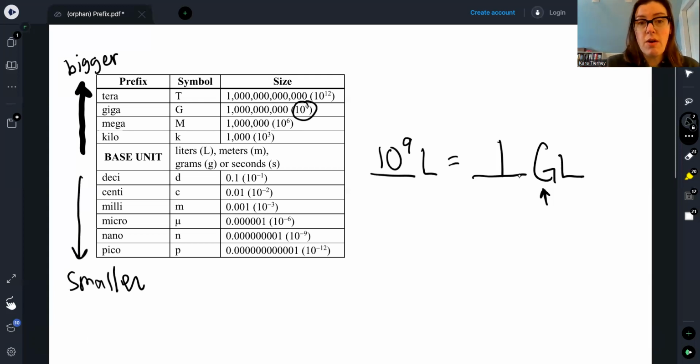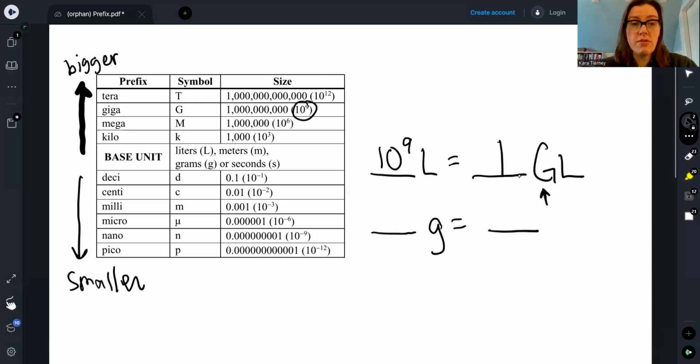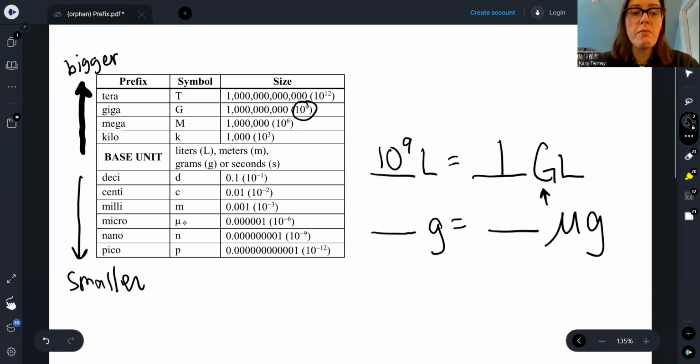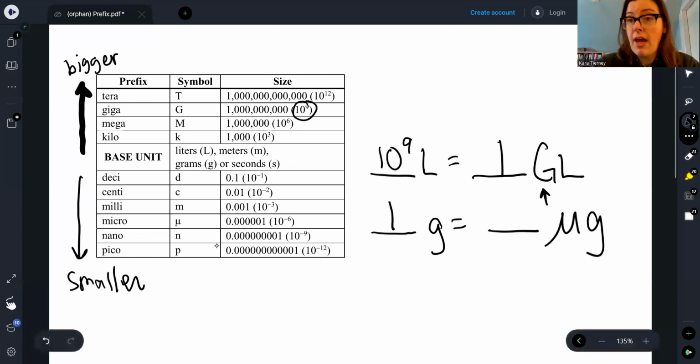So let's look at another one. So let's say we want to tell the relationship between grams and micrograms, right? So micro has this Greek letter as its symbol, so microgram. First thing we do to write the equation, we find the unit that is bigger. So that's going to be the one that's higher up on the chart. In this case, that's grams. Grams is higher up on the chart than the micro prefix. So 1 goes with grams.